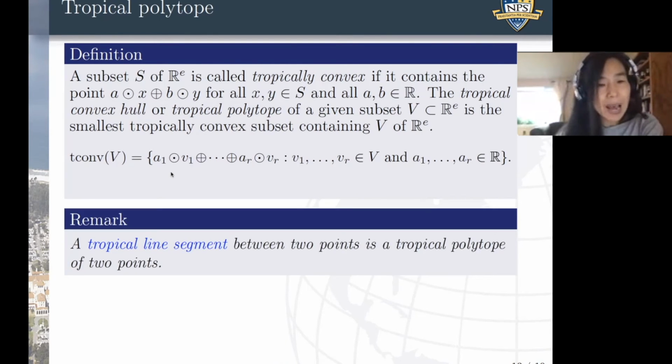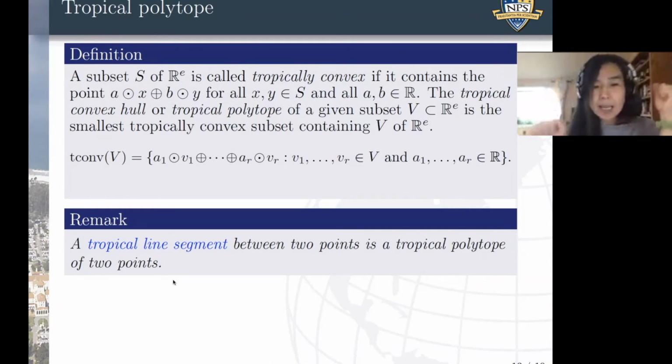So suppose V consists of just two points. That becomes just a line segment. This is a special case, and we look at this tropical line segment very closely because, in fact, this tropical line segment is a geodesic. Geodesic means that we take two points, and that's the shortest path between those two points inside the space.